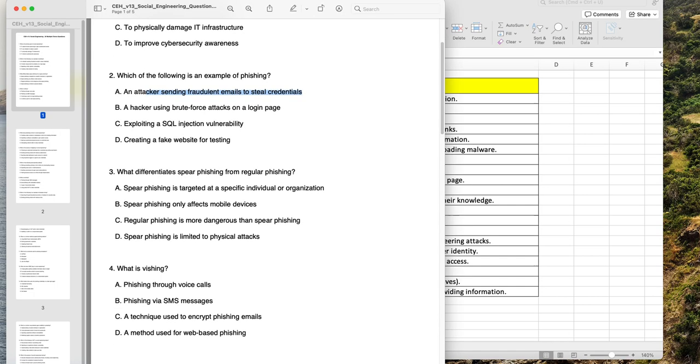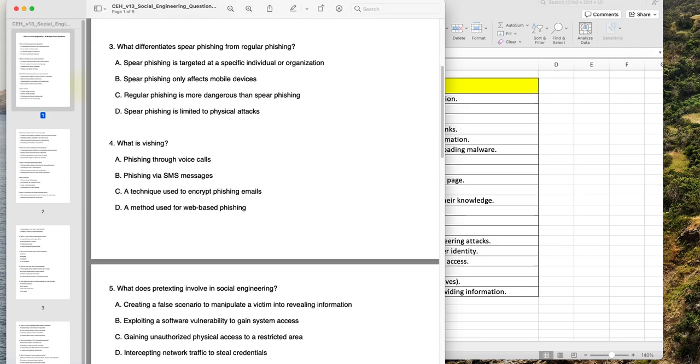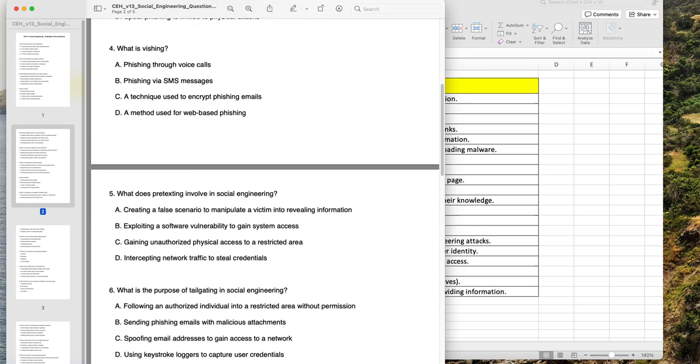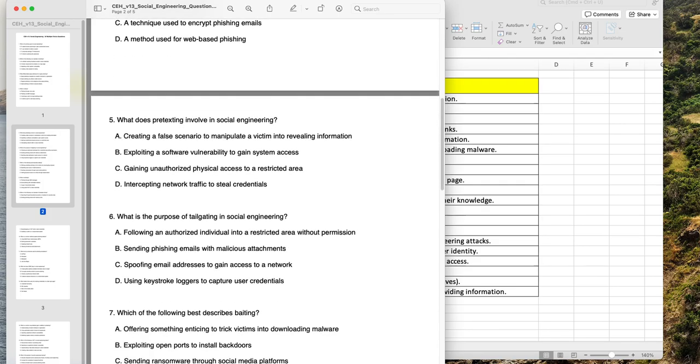What is the difference between spear phishing and regular phishing? We talked about this. What is vishing? We went over this. What does pretexting involve in social engineering? We went over that. What is the purpose of tailgating in social engineering?